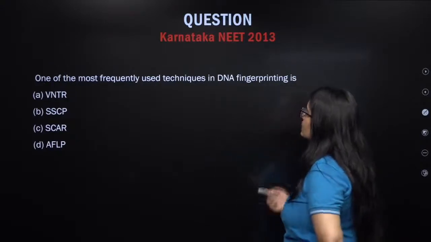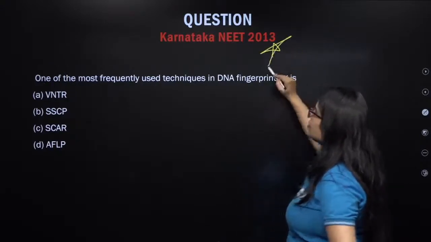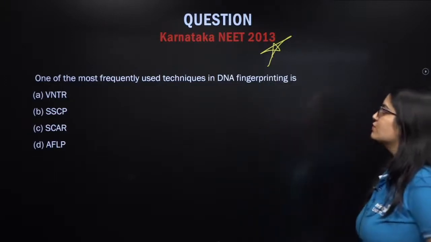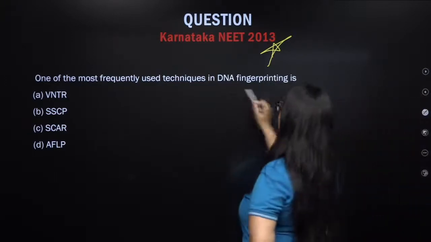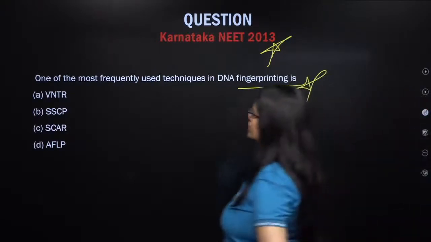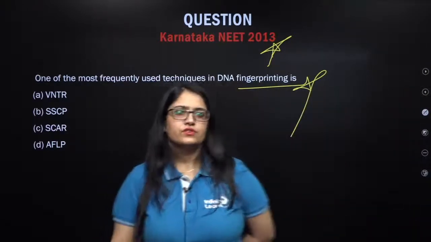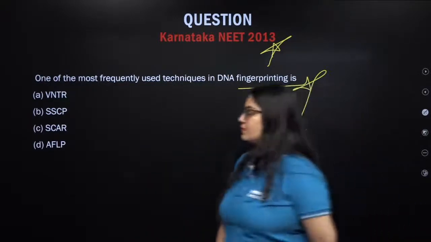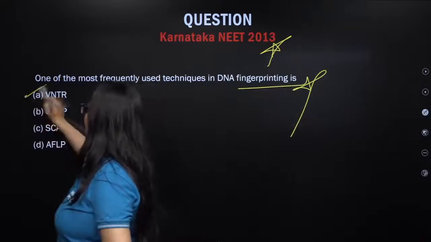This is the last question, my kids, and I want everybody to give it a try. This was asked in Karnataka NEET 2013. One of the most frequently used techniques in DNA fingerprinting is, come on, give it a try. Perfect, it is VNTR, variable number tandem repeats.